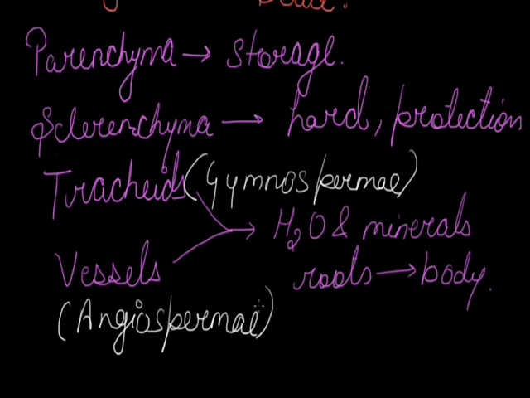To memorize this, we have to remember that vessels are only present in angiosperms: taking V, if we form it, it forms the opposite of A. So we can remember that vessels are present in angiosperms and the remaining, tracheids, are present in gymnosperms.